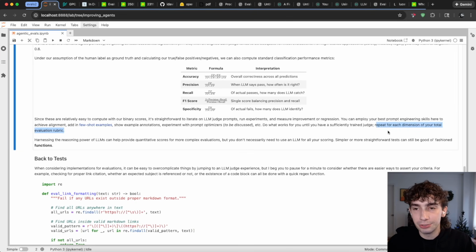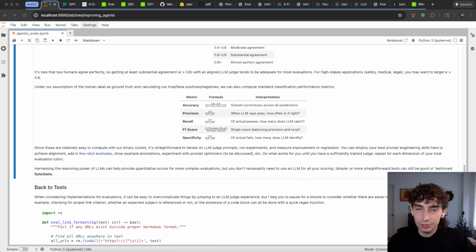You would then repeat this for each dimension of your total evaluation rubric until each one of your LLM judges is sufficiently aligned with the performance of your human feedback. So now you should be able to efficiently scale and automate the feedback process through language models. And we know that this is a useful measurement because they've been aligned specifically to the definitions and feedback that we have gotten and surfaced through our human feedback from our subject matter experts.